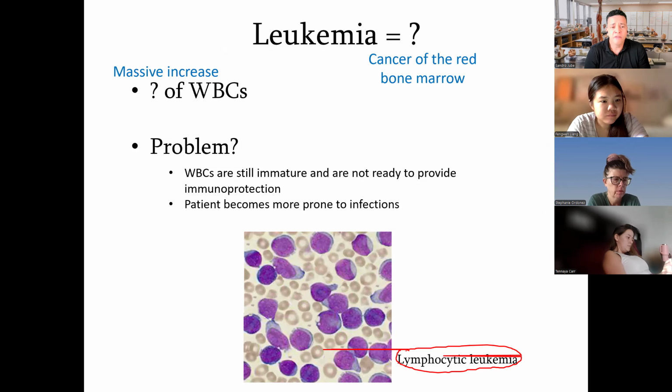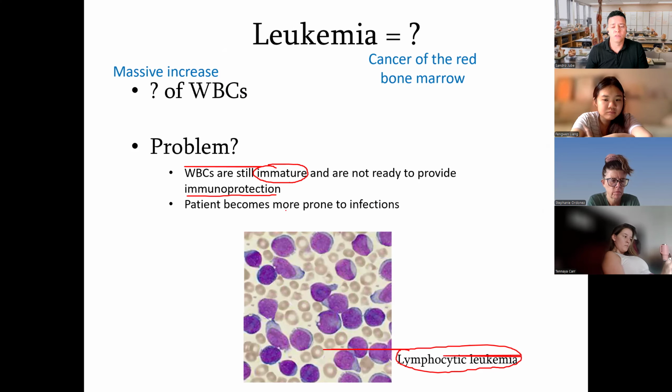The problem is that even though there is a massive increase in white blood cells, in someone that has leukemia, the white blood cells are immature. Because they are not mature, they are not ready to provide immune function. They don't work as they should. Yes, we have all of these white blood cells, but they are all non-functional. And now the patient is going to become very, very prone to infection.